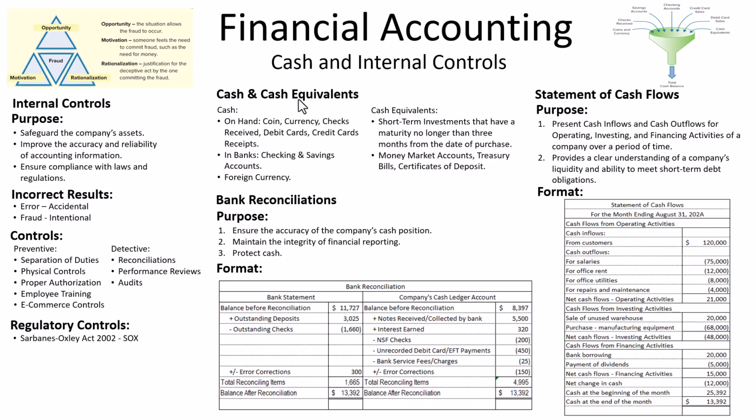You may have heard the phrase cash is king for businesses. Well, cash is king. In other words, companies rely on their cash position to be able to take care of their operating activities, financing activities, and investing activities. Because cash plays such a big role in business, it's important to ensure the accuracy of the cash position, to maintain the integrity of cash in the financial reporting, and to protect the cash that the company has.